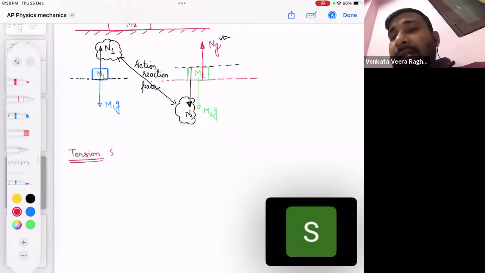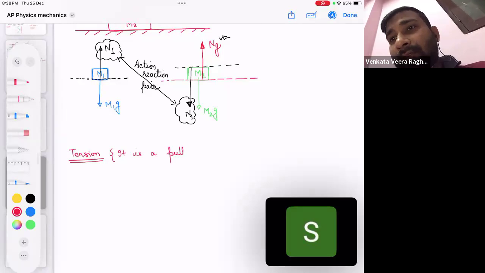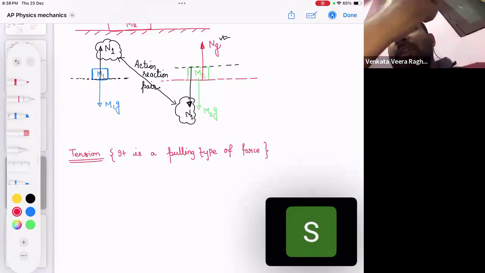Understood? Tension has one property. It is a pulling type of force. What kind of force is it? It is a pulling type of force. It means whenever you apply tension in a body, its only purpose is to pull the body. You cannot push a body with the help of a string.